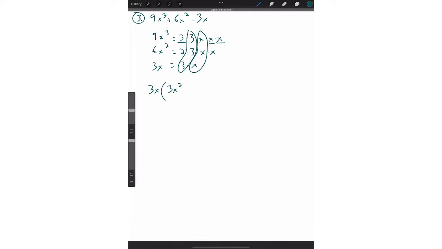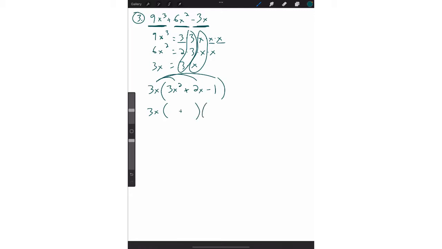All right, so 2x, and then I would also have a minus 1 at the end, because 3x times 3x squared gives me 9x to the third up here at the top. 3x times 2x gives me 6x squared, and 3x times negative 1 gives me a negative 3x. All right, now what I can do is factor out, don't forget the 3x, but a plus minus gives me a plus minus.